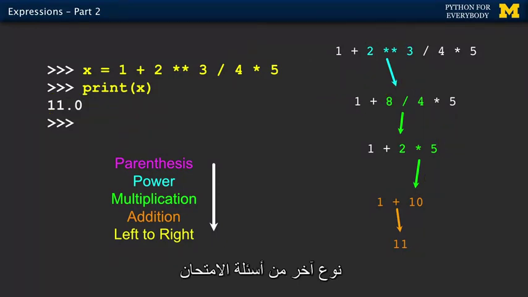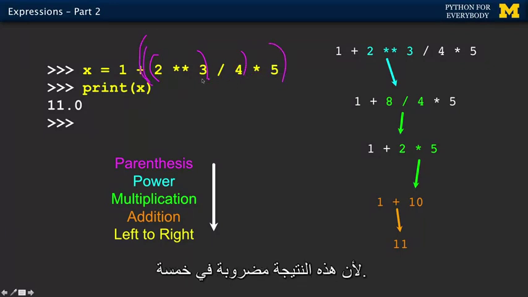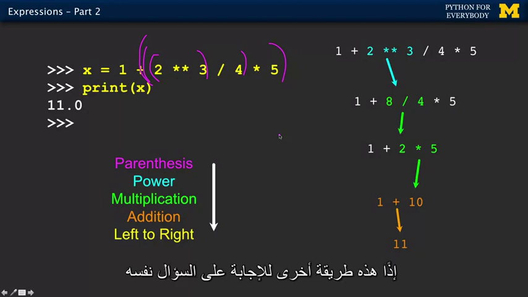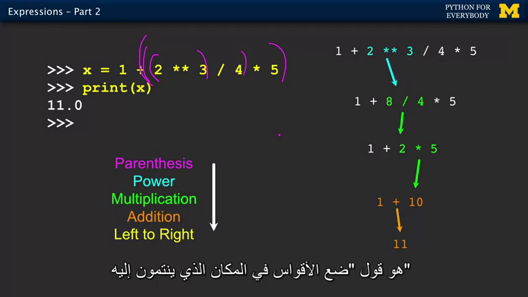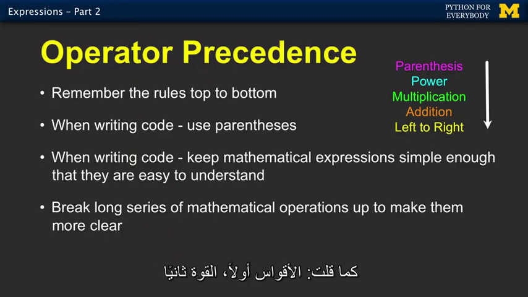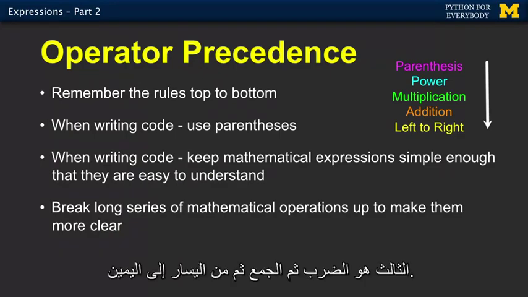Another kind of exam question is to ask what the parentheses would be. So the exponentiation happens first, the division happens second, and then actually you'd put another parenthesis because that result is multiplied by 5. And so that's another way to answer the same question: put the parentheses in where they belong. Like I said, parentheses first, power second, multiplication third, addition, and then left to right.